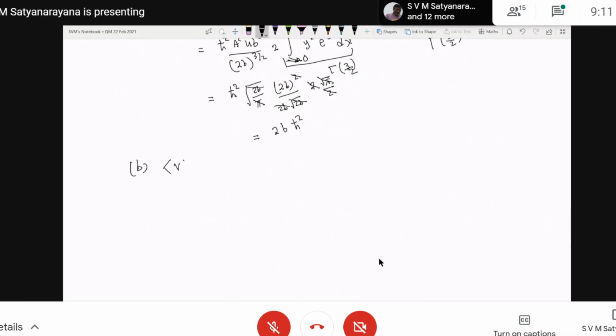Sir, in the kinetic energy term, m will be there, no? In the kinetic energy term, m will be there, mass. Correct. So there is h bar square by 2m, right? Yes, sir.